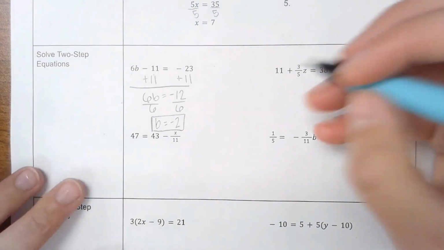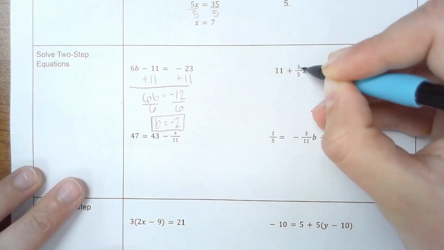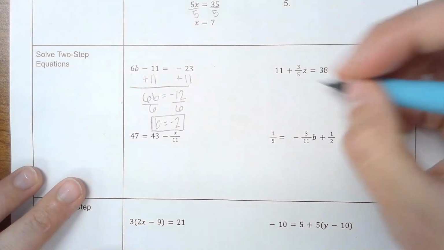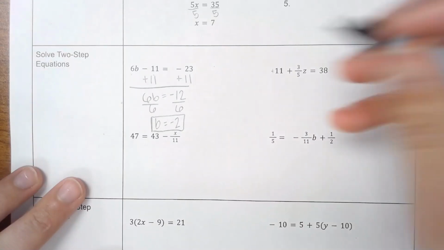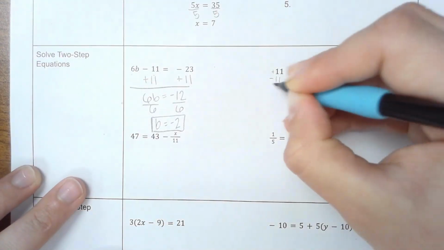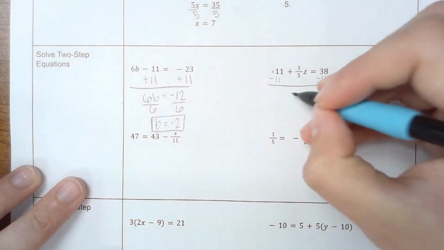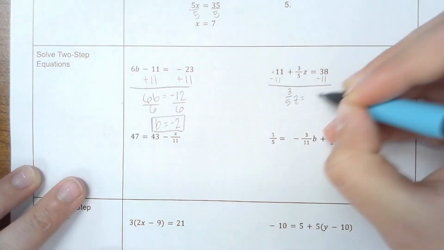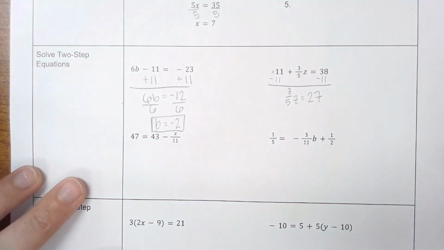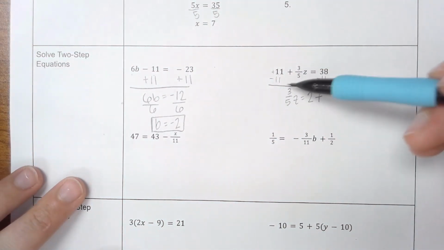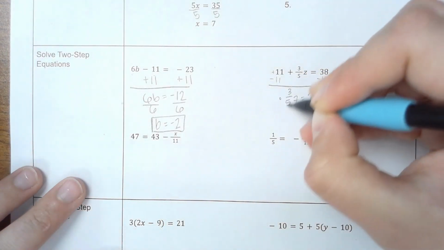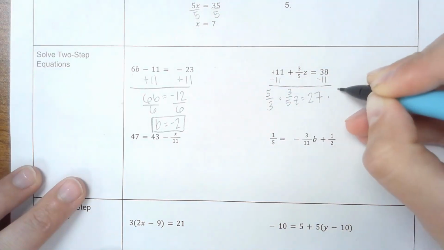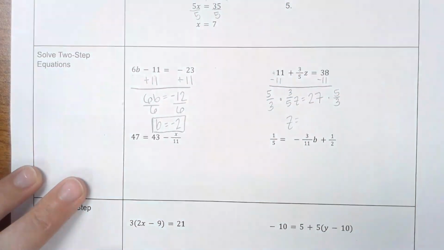Alright, so next one. Again, I'm trying to get the variable by itself, so I need to move this number over to the other side. Since this 11 technically is a positive, I can put a plus sign here. So the opposite of adding 11 is subtracting 11. So now I'm going to be left with 3/5 z equals 27. And then if you remember, to get rid of a fractional coefficient, all that you have to do is multiply by its reciprocal on both sides. So the reciprocal of 3/5 is 5/3. So 27 times 5/3 is going to give me 45.